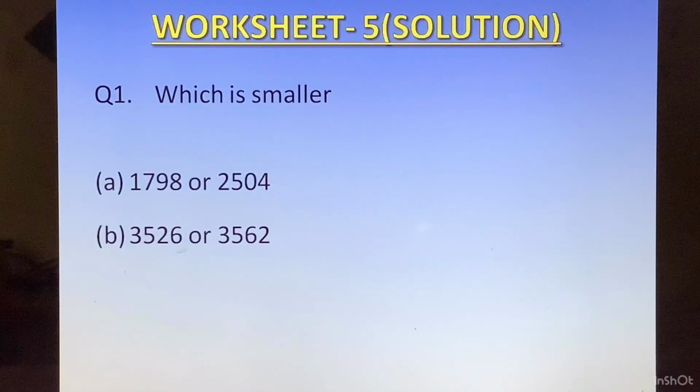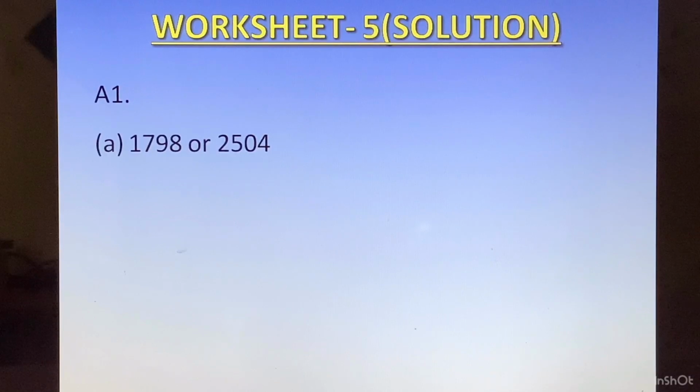Question 1. Which is smaller? A part: 1798 or 2504. Both are 4-digit numbers. We will compare the leftmost digit, 1 and 2. 1 is smaller. 1798 is the smaller number.